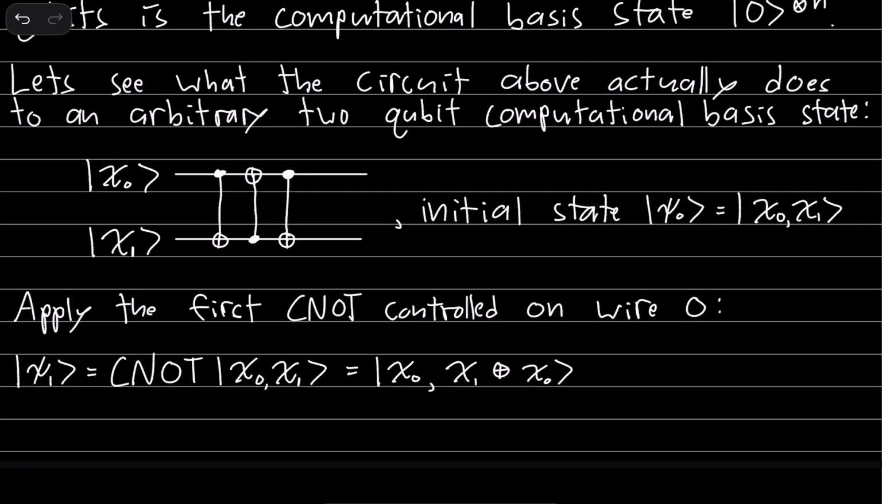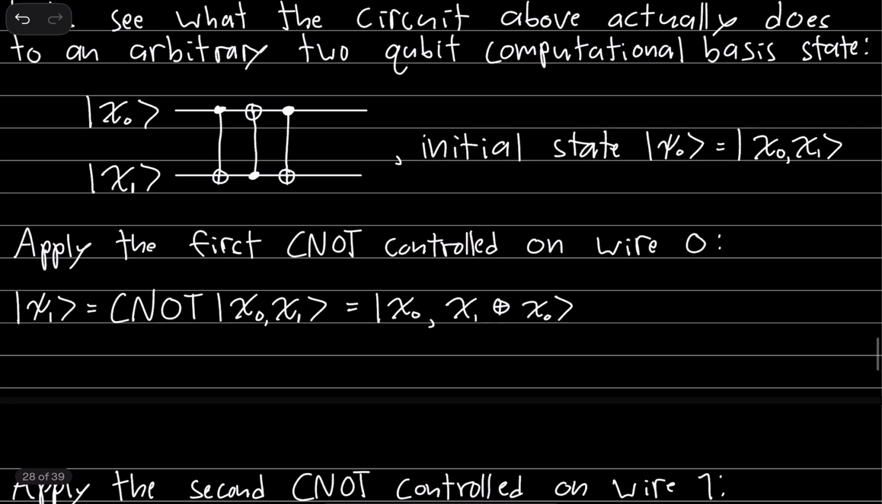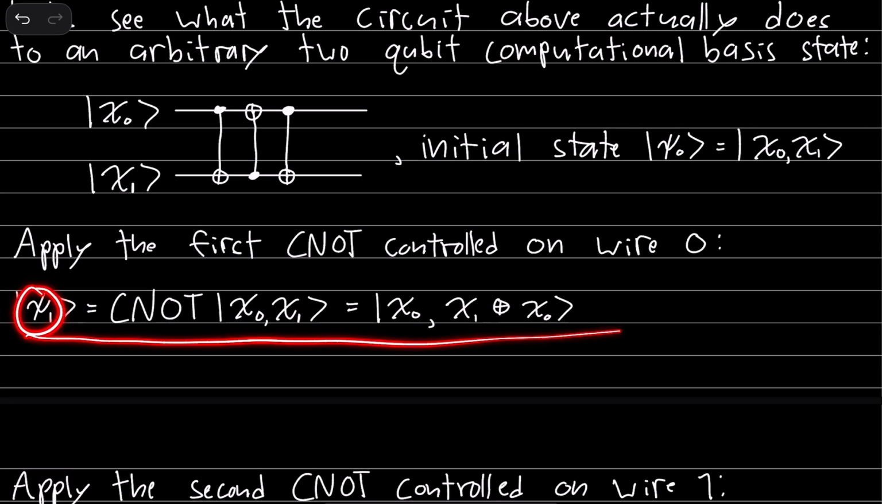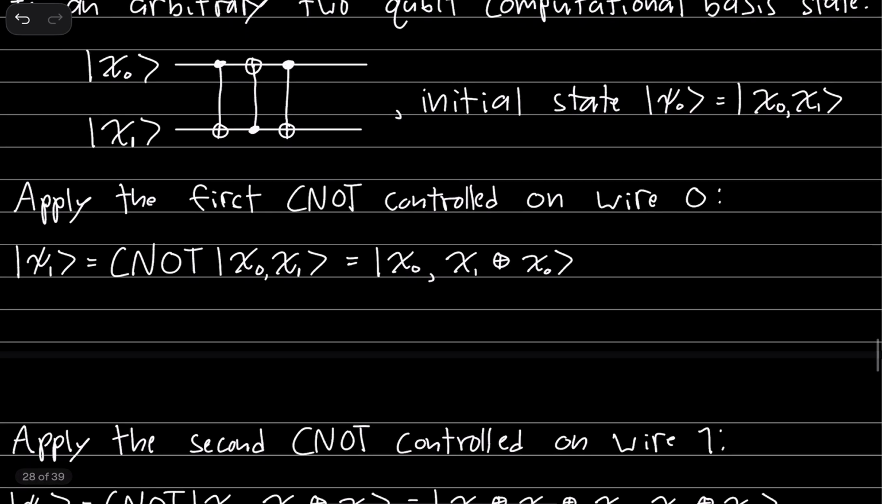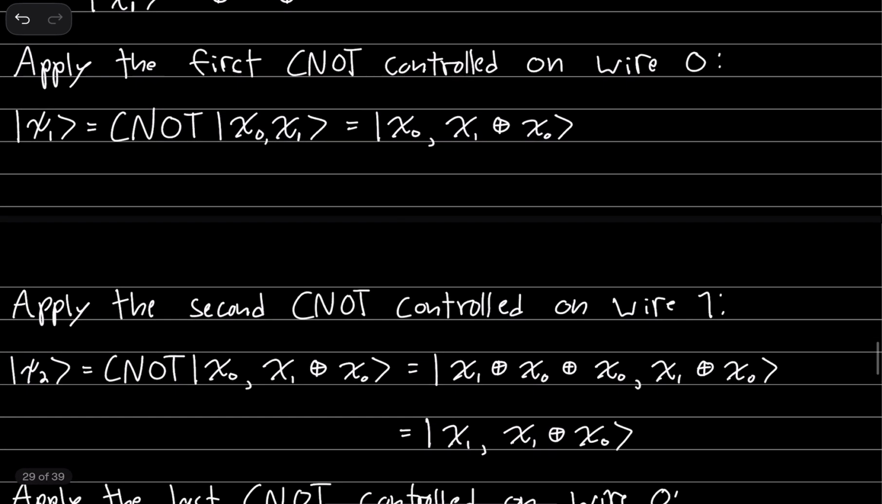So first we're going to apply this first CNOT gate where the control is qubit 0, wire 0. So we go ahead and do that here. That gives us psi 1, right? Our input state is psi 0. So what does that give us? It just passes the control wire along, and then it XORs wire 0 with wire 1. That's exactly the definition of CNOT.